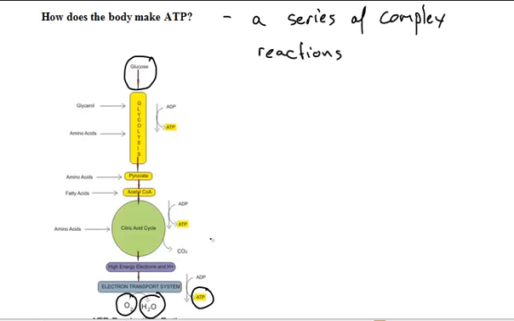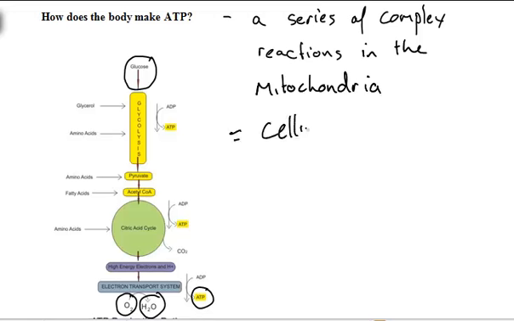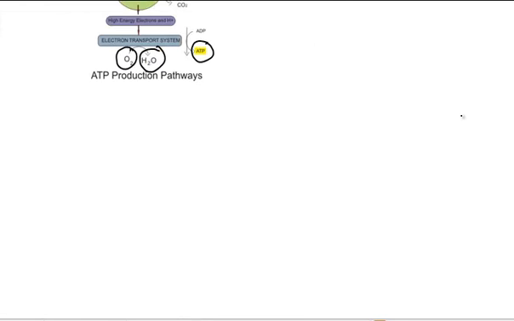The key answer is the body actually performs this through a series of complex reactions in the mitochondria. And when we take all these complex reactions together, it equals the process of cellular respiration. Now, way back when, somewhere around grade 8 or grade 9, you were supposed to be taught about cellular respiration.